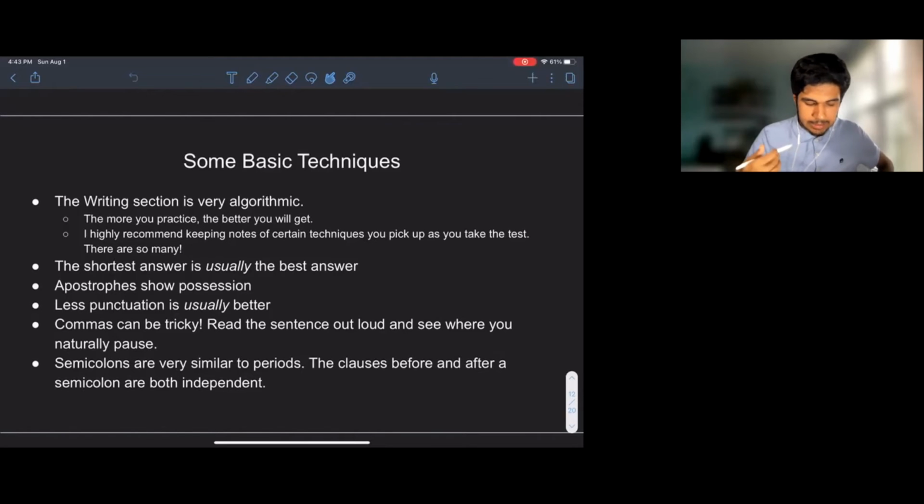And then lastly, semicolons. They're very similar to periods. If you're familiar with grammar, the clauses before and after a semicolon are both independent clauses. This means that they can stand alone as their own independent sentences. So that can be really helpful in deciding whether or not you need a semicolon.